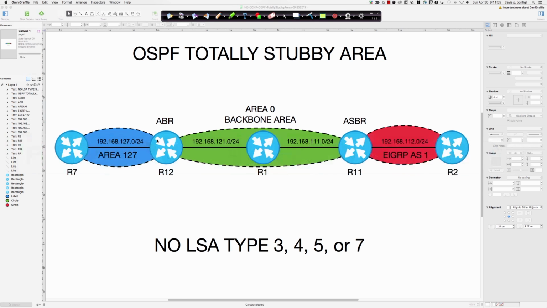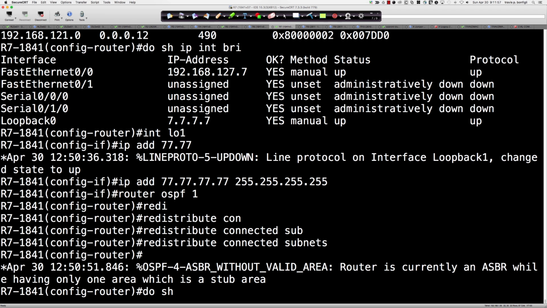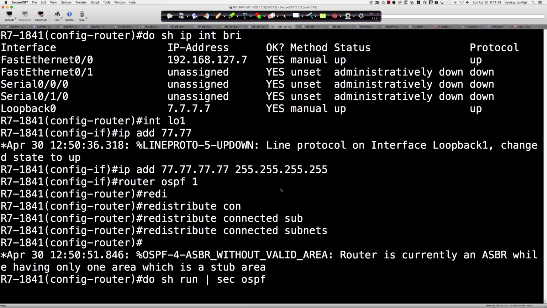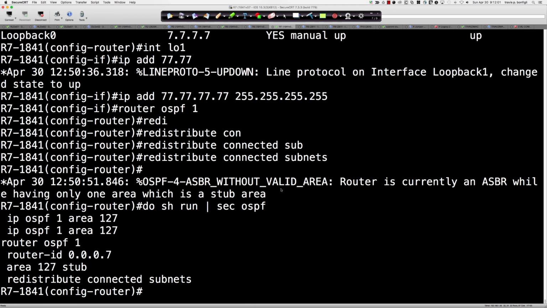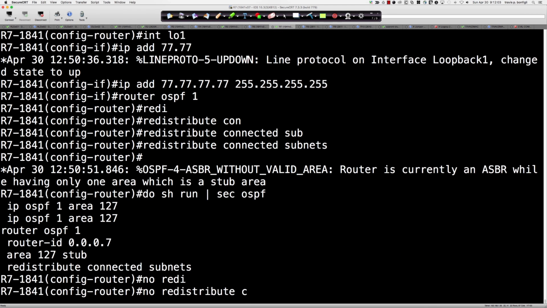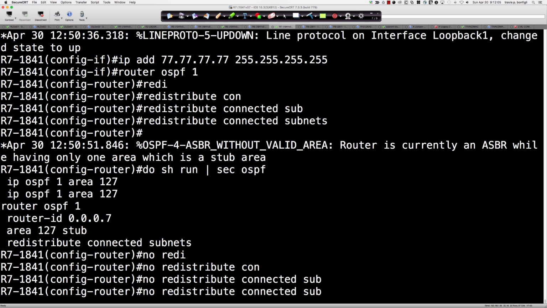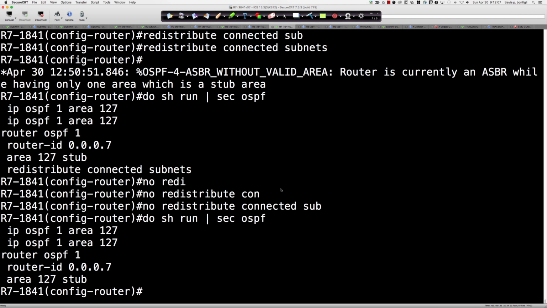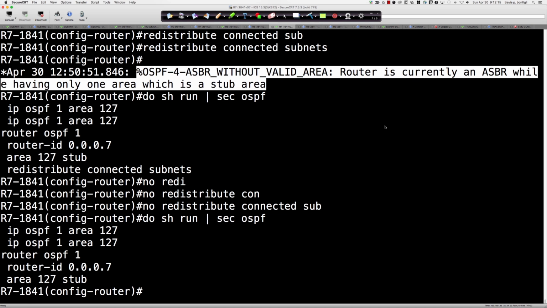So let's go ahead and take a look here. Let's get rid of that command. Let's do show run section OSPF. And let's say no redistribute connected subnets. And I believe that it's going to leave behind... okay, it did not. Good. So now we've gotten rid of the log message that we were seeing, because we were trying to redistribute and make router 7 an ASBR. Well, we can't, because it's an internal leaf router in area 127.